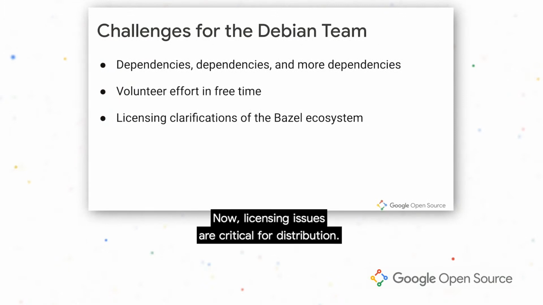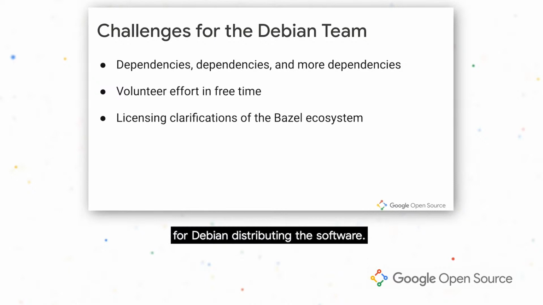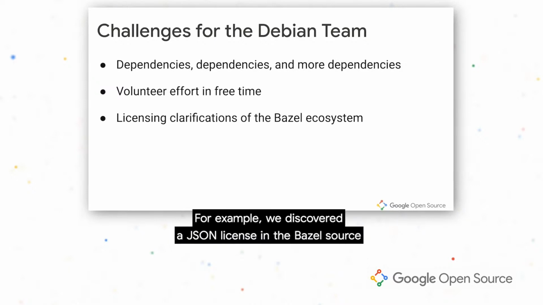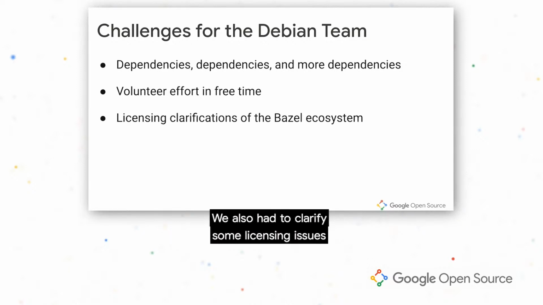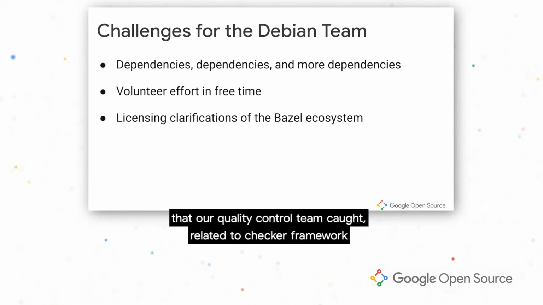Now, licensing issues are critical for distribution. We wanted to identify anything that could present a problem for Debian distributing the software. For example, we discovered a JSON license in the Bazel source that we had to investigate since it could not be included in Debian. We also had to clarify some licensing issues that our quality control team caught related to Checker Framework, which is one of the Bazel dependencies that we needed to package.